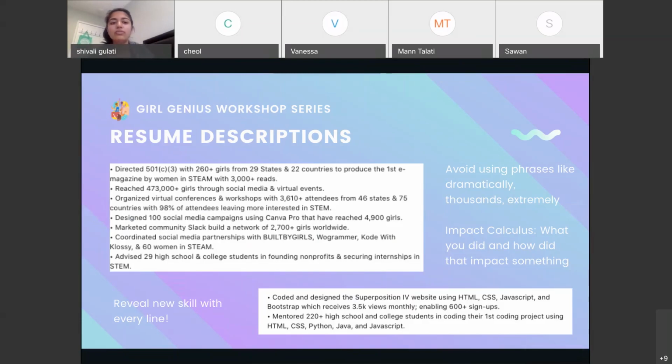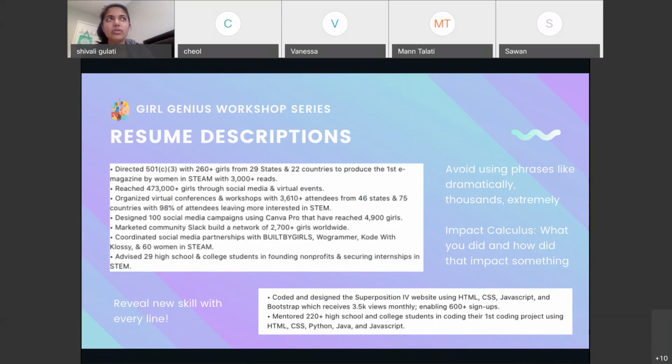And so you really want to show your stuff. As you can see, the numbers really help paint the picture. Because I could have just said worldwide here, or just many attendees leaving more interested in STEM. But it's really important to quantify it and show your reach as well as the amount that you have really accomplished.